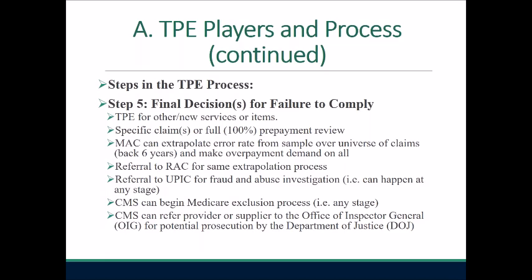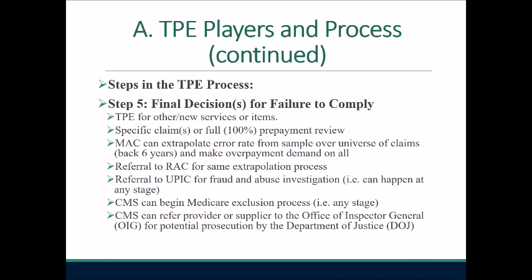So they can refer you to a RAC, all right, Recovery Audit Contractor. Most people are familiar with a RAC. That is a contingency fee auditor. They are an independent contractor of Medicare, and they hunt errors and get paid on how much they collect. So they also are part of the extrapolation.